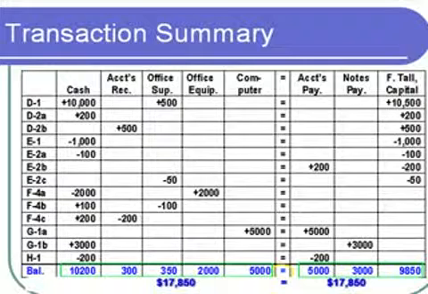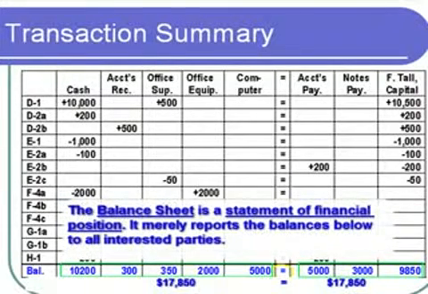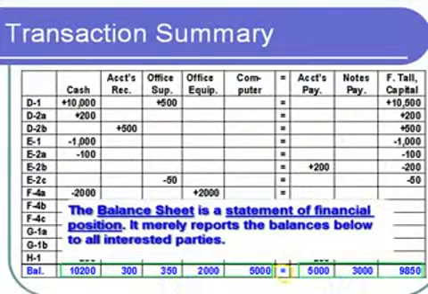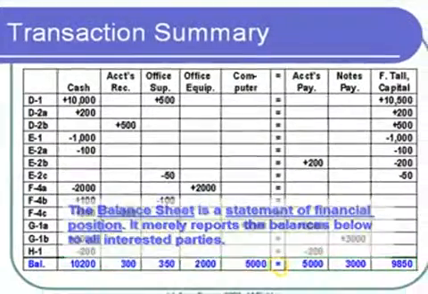This information can be reported to the interested parties by constructing a set of standard financial reports. We have three major reports that we're dealing with in this module. The first is the balance sheet, and the balance sheet simply reports the information about the company's assets, the liabilities, and the owner equity. Let's take a look at our balance sheet.